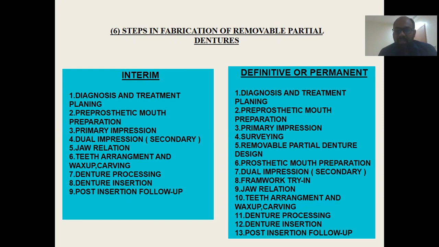And then if you see the other steps, they are essentially the same. The diagnosis and the treatment planning are essentially the same. The initial pre-prosthetic mouth preparation is going to be the same. The primary impression, the dual impression, or the secondary impression is going to be the same. And then you have a trial, a jaw relationship, and teeth arrangement. The only thing that differentiates between these two, more importantly, is going to be the surveying and the designing procedure, which is involved with a definitive or permanent kind of prosthesis.